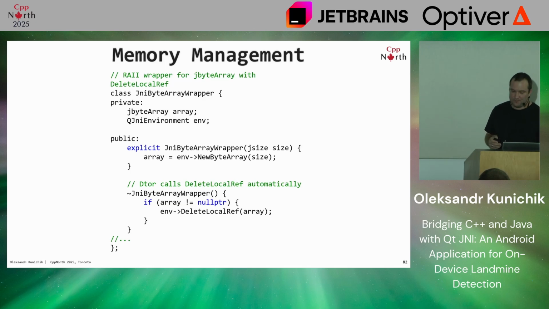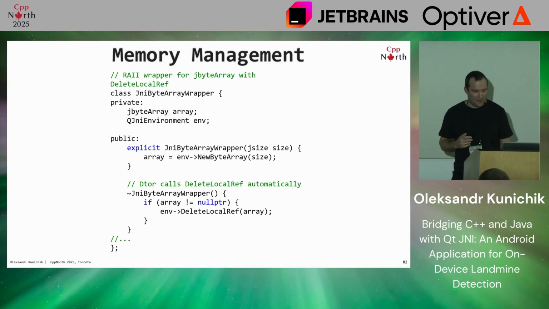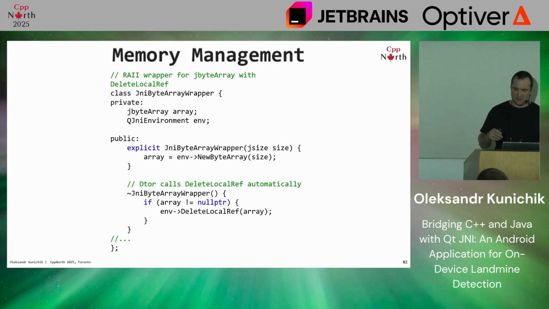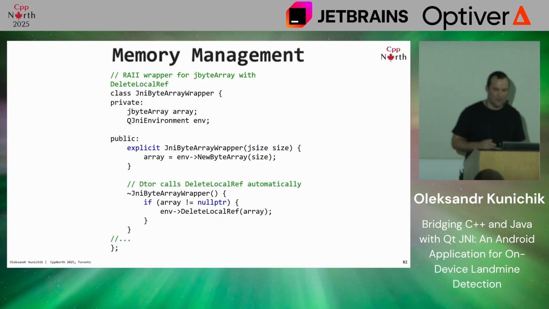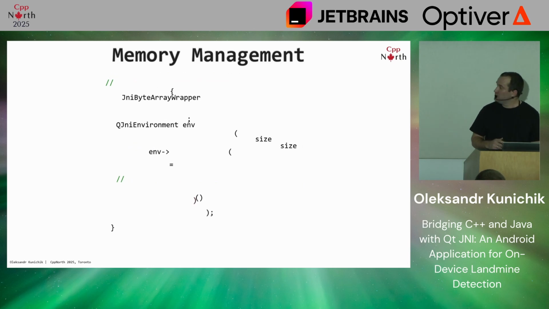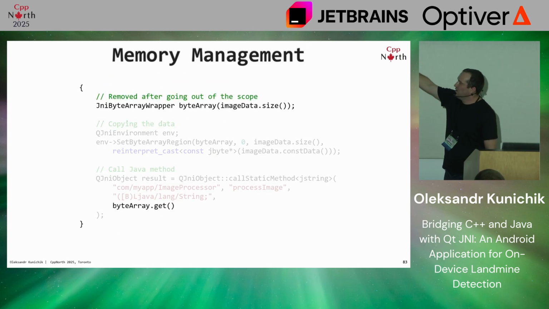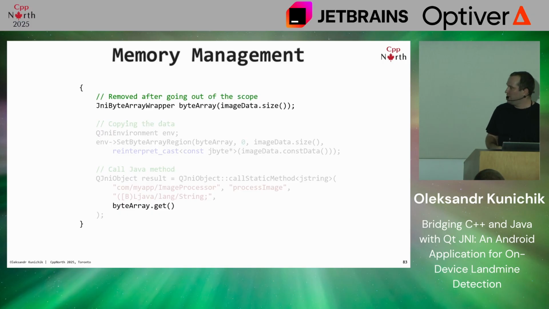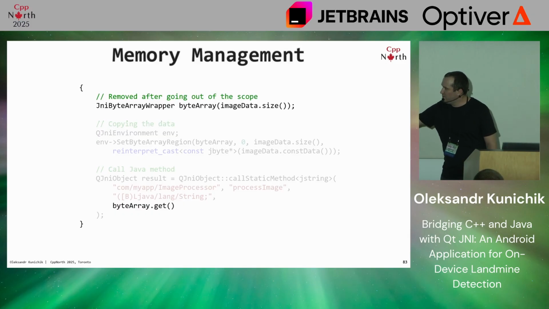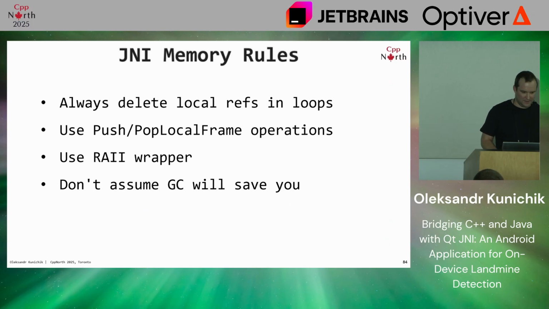The C++ way, RAII: resource acquisition is initialization. It's when you acquire resources in a constructor and release them in the corresponding destructor. This wrapper holds the array and its JNI environment, and when it goes out of scope, the destructor runs DeleteLocalRef automatically. So no manual cleanup is needed, and we use it like this. We just declare a variable, put the data into it, use it, and then when it goes out of scope, it deletes.